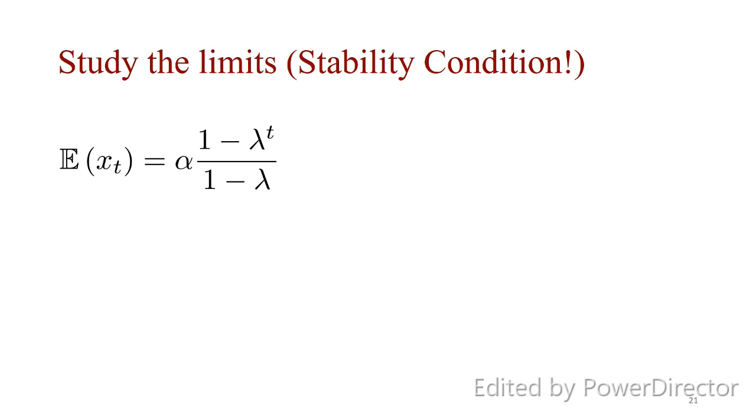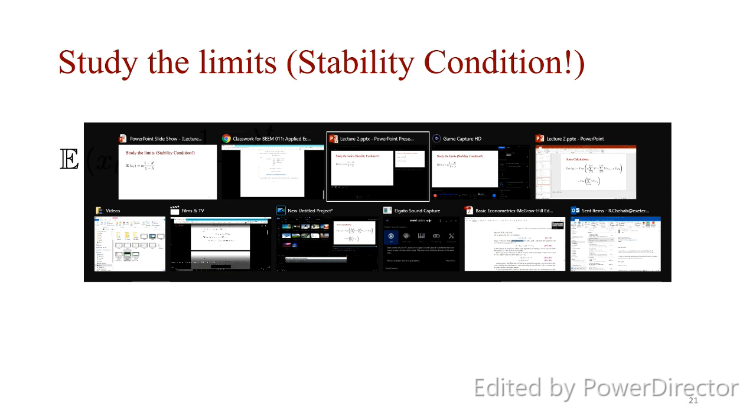There is some link between them. And we want to know where this would approach as t goes to infinity. So where would this lambda to the t go as t goes to infinity? If lambda in absolute value is smaller than 1, this goes to what? Alpha over 1 minus lambda, right?